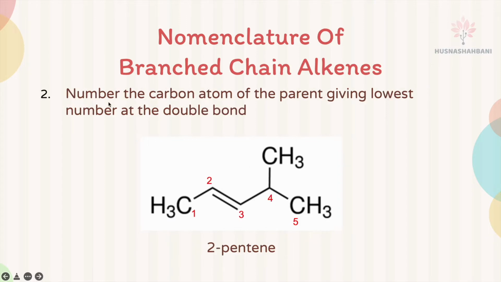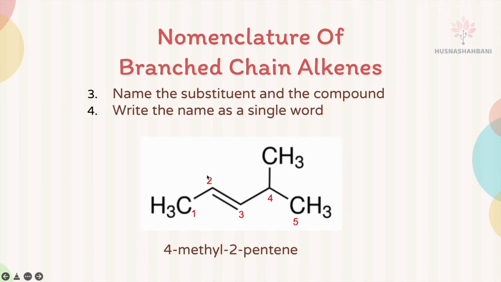And then number the carbon atoms of the parent, giving the lowest number to the double bond, not the substituent. So for the lowest number at the double bond, we have to start counting the carbons from the left. Number 1, number 2. If you give number 1 to the carbon on the right, the double bond will be carbon number 3. So we have to give the lowest number at the double bond, so start counting from the left.